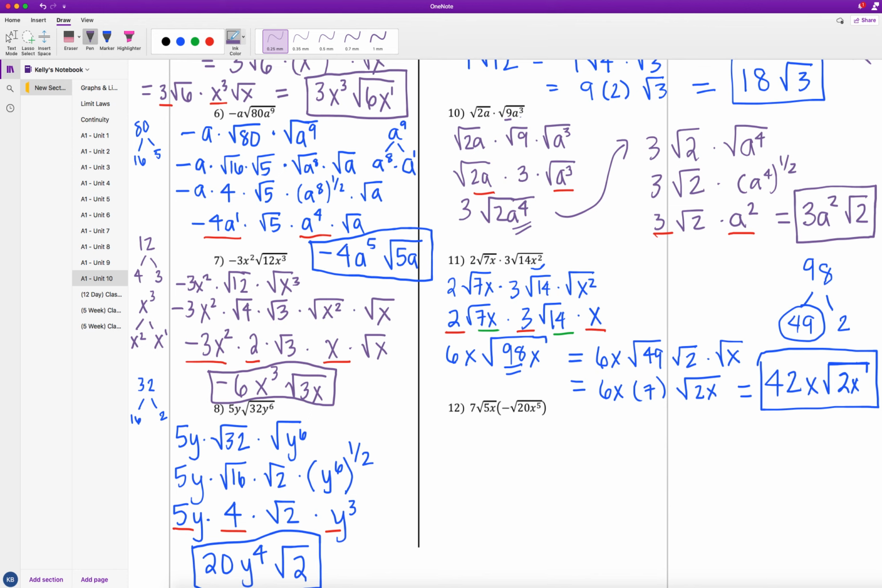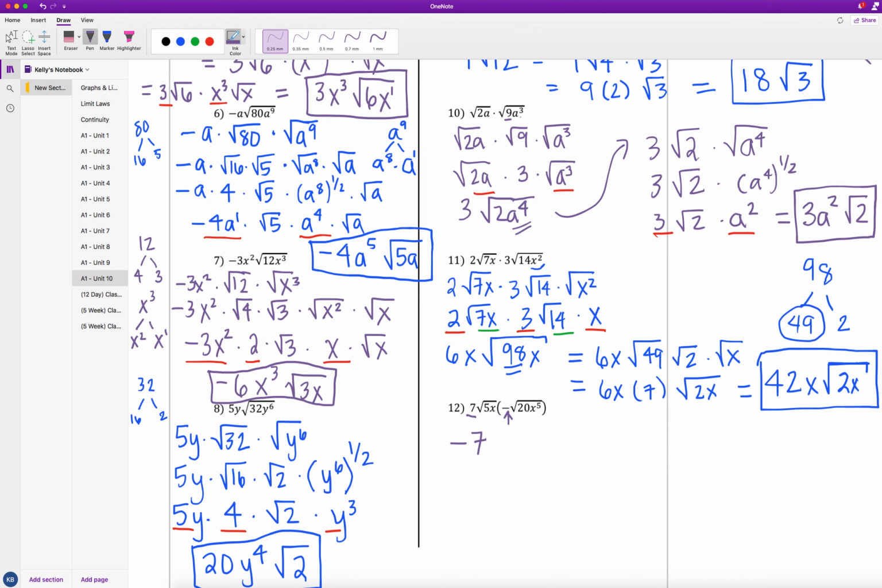Okay, let's look at our last example on this page. We have 7 times the square root of 5x times negative square root of 20x to the 4th. So what I have here is a couple pieces that are in front of the square root. I have a 7 and I have a negative 1. I'm going to go ahead and multiply those right to begin with so that I accidentally don't turn this into a subtraction problem. So these are multiplied because of the parentheses there.